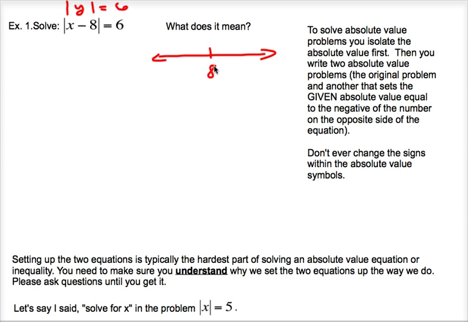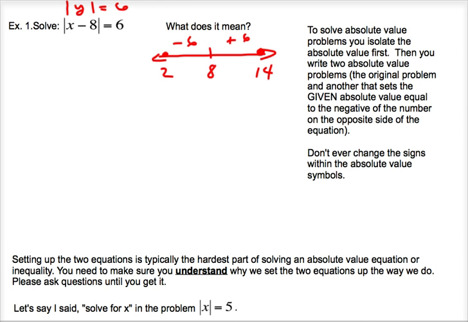And the distance from 8 to my endpoints, which are x, is 6. So I would need to go 6 this way, which would put me at 14, and 6 this way, which would put me at 2. The answers to this are 2 and 14. Now, I'm not expecting you to try to come up with a graph each and every time, but I'm trying to show you what it really means.